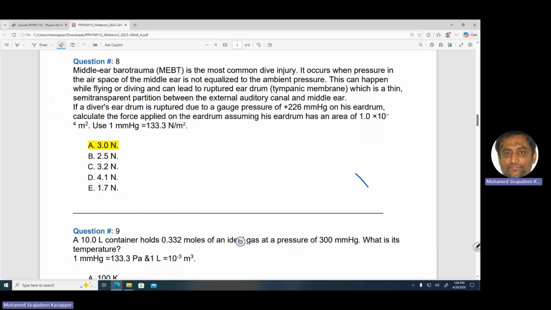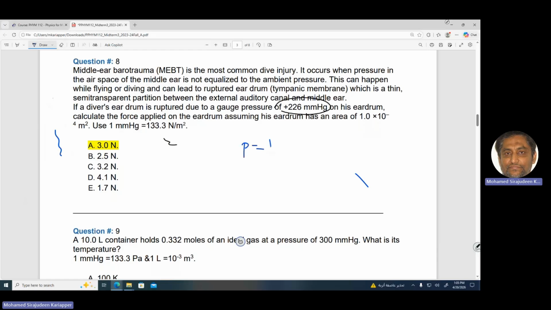The eardrum, the pressure difference, if it becomes like that, it can rupture because you should have the same pressure inside and outside of the eardrum. All right. So how do you get the pressure? What is the definition of pressure?